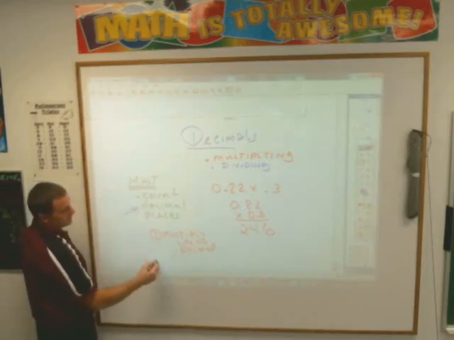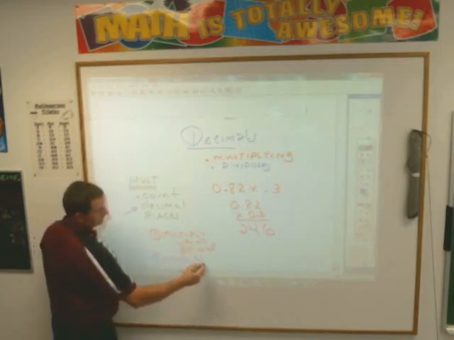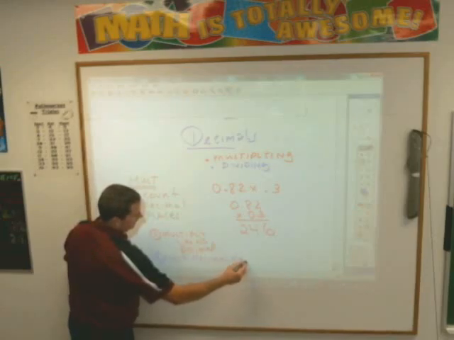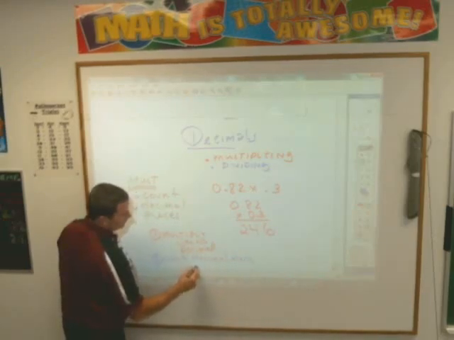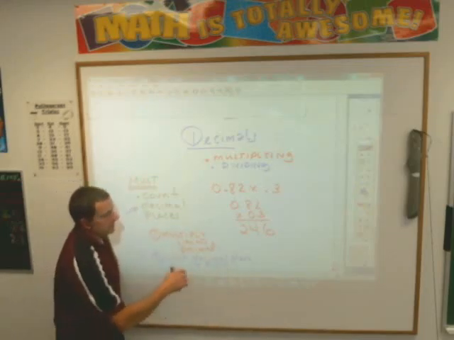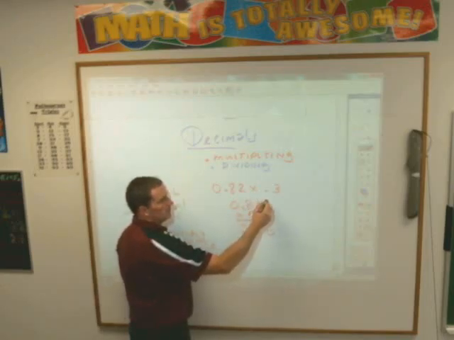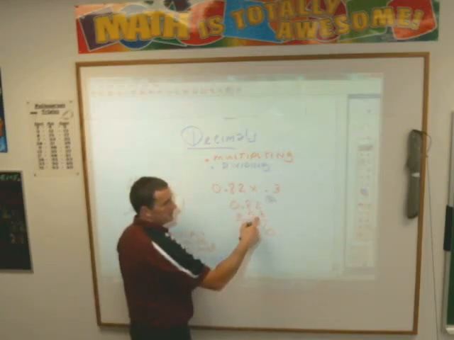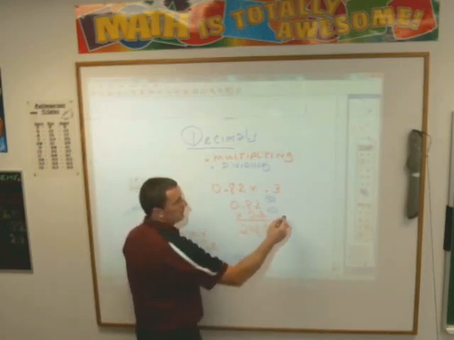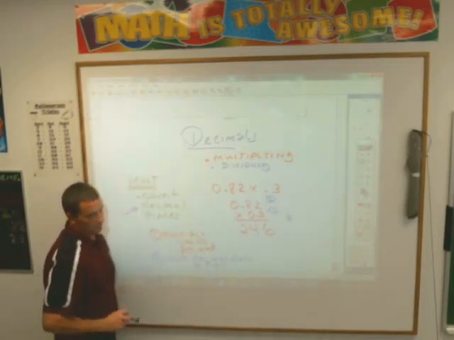You need to count your decimal places. And you're counting the places that are to the right. In other words, here's my decimal. How many digits are to the right of this decimal here? There's 2. How many digits are to the right of the decimal there? There's 1. To give you a grand total of 3 decimal places that you need to have in your answer.